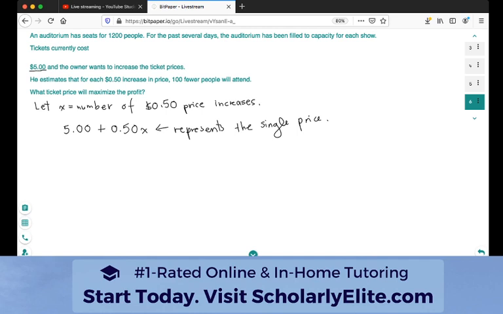Right now the auditorium seats 1,200 people and it's full to the brim, and every time you increase the price, you're going to have 100 fewer people. The factor that's changing is still the number of times the price increases, so x is still what we care about. So here we have 1,200 less 100 times x, which is the number of tickets sold. I hope everyone's following along so far.